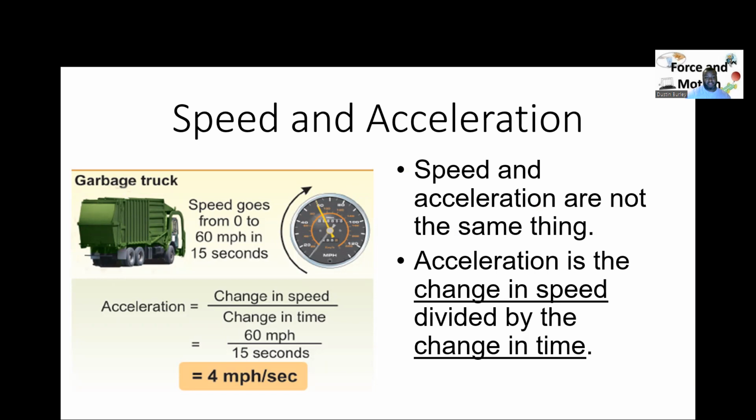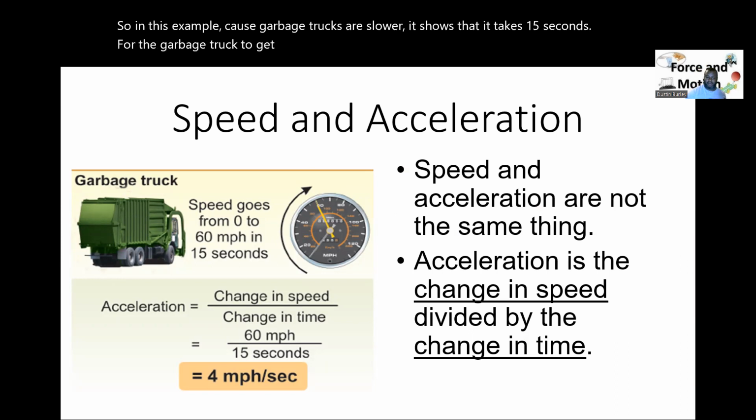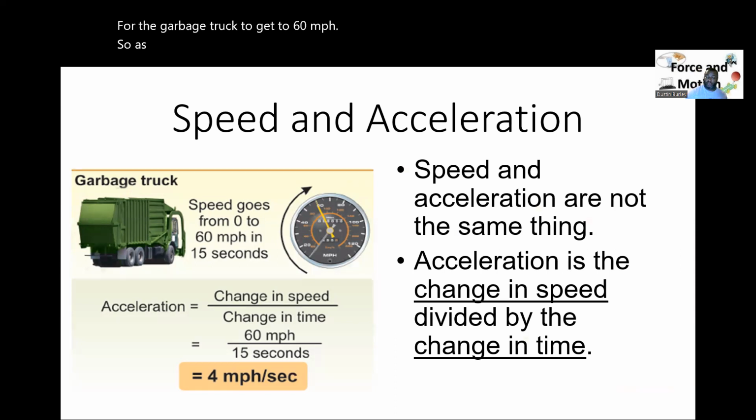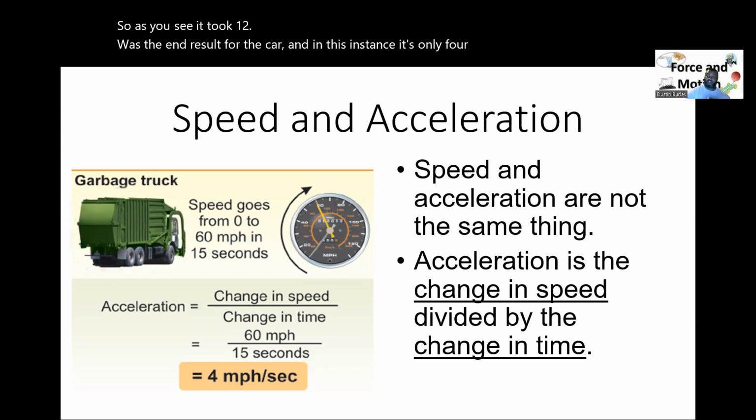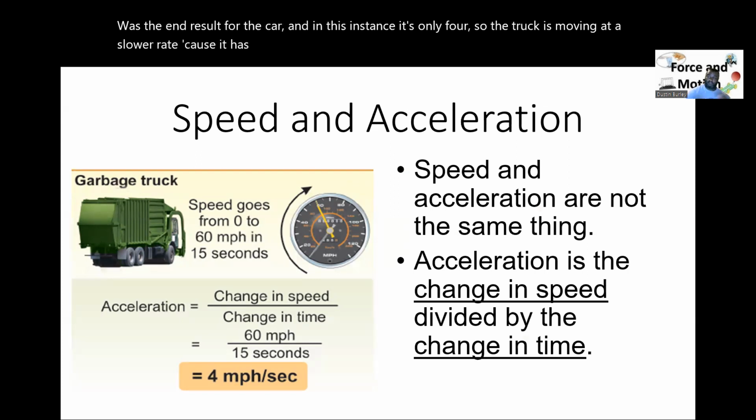So in this example, because garbage trucks are slower, it shows that it takes 15 seconds for the garbage truck to get to 60 miles per hour. So as you see, 12 was the end result for the car. And in this instance, it's only 4. So the truck is moving at a slower rate because it has a lot more tons it has to move versus the car.